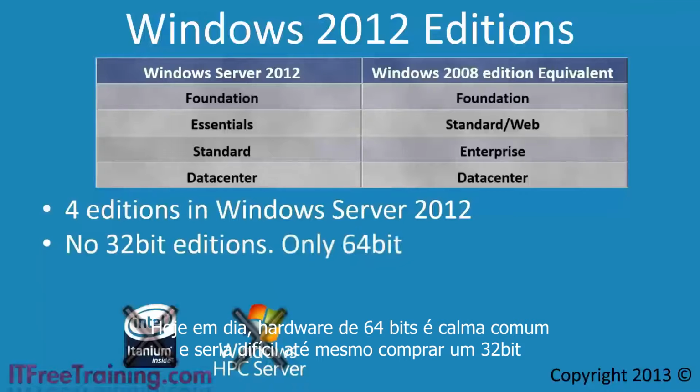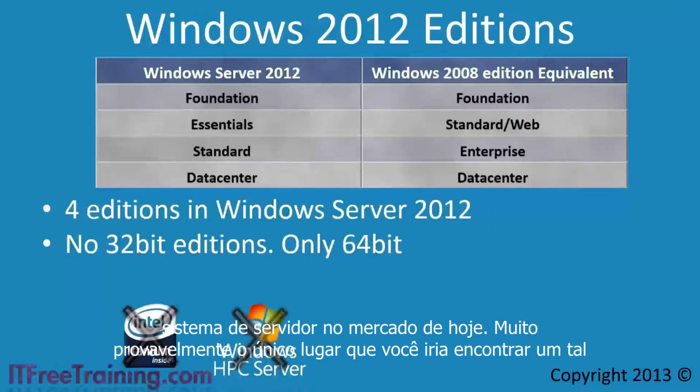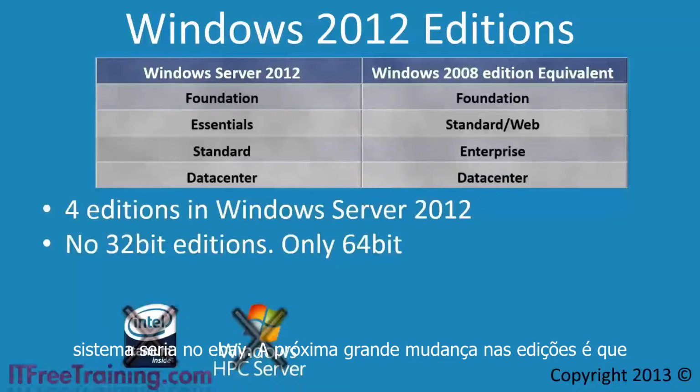Nowadays, 64-bit hardware is quite common, and it would be difficult to even buy a 32-bit server system in today's market. Most likely, the only place you would find such a system would be on eBay.